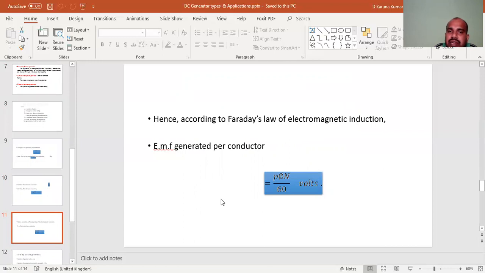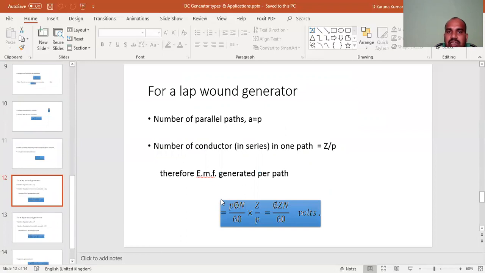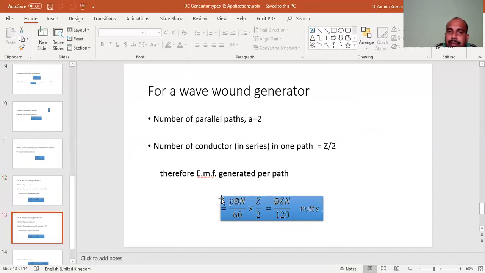According to Faraday's law of induction, E is equal to d phi by dt, where d phi equals phi into P and dt equals 60 by N. So the final value is phi P N by 60. There are two types of winding in generators: lap winding and wave winding. For lap winding, the EMF generated is phi P N by 60 into Z by P. For wave winding, it is phi P N by 60 into Z by 2.